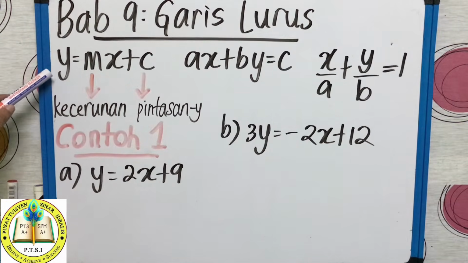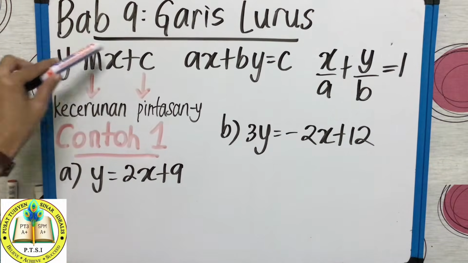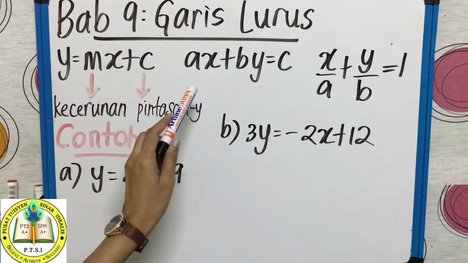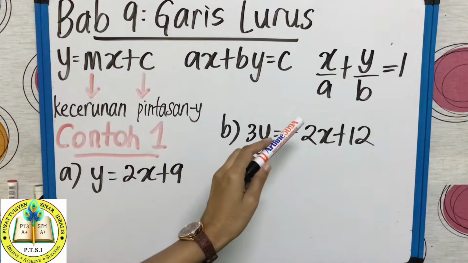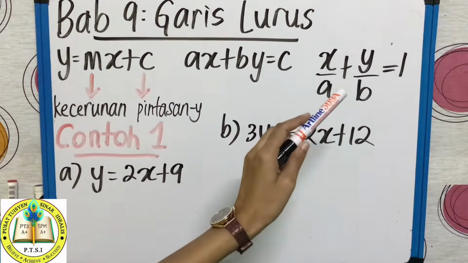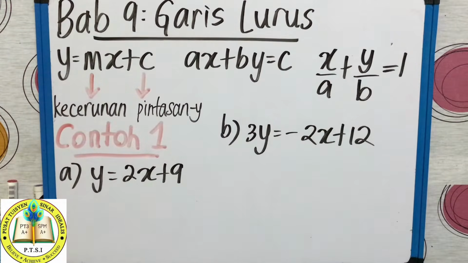First one, y equal mx plus c. Satu persamaan. Lagi satu, ax plus by equal c. And the other one, x over a plus y over b equal 1. Pastikan semua pelajar hafal 3 bentuk persamaan ini. Faham? Make sure you memorize these 3 equations. Then only you can answer the questions.